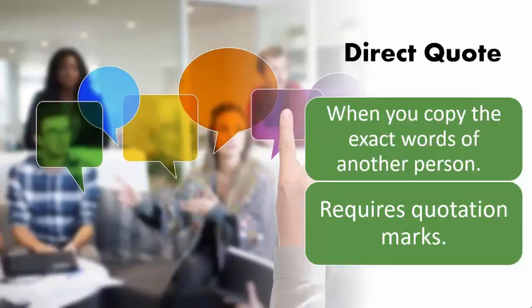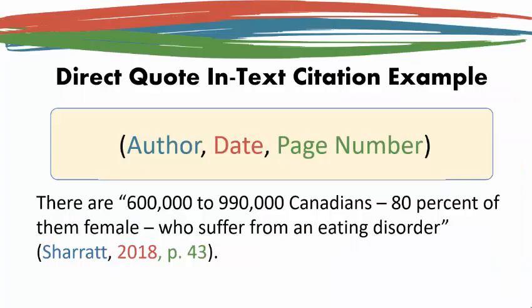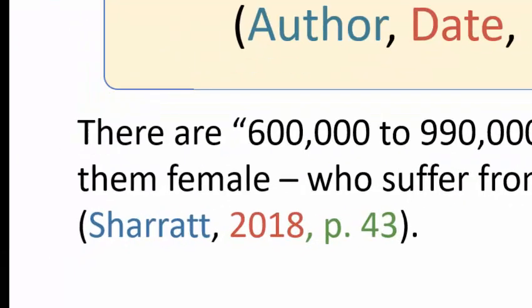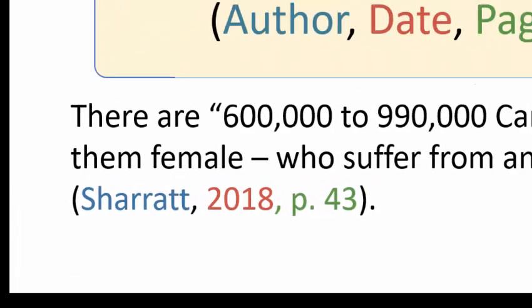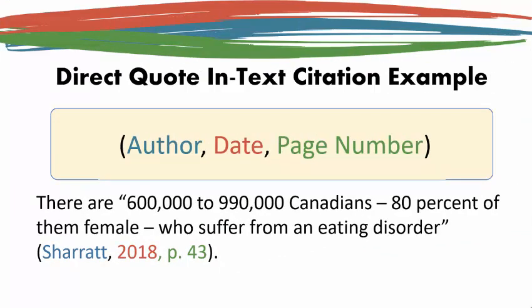When you directly quote the words of others, you are using a direct quote. A direct quote is defined as copying another's exact words and including them in your paper or presentation. A direct quote requires quotation marks around it. In this example, you are using the exact words of the source. In brackets, note the author's last name, the date of publication, and the page number. Note the placement of the period at the end of the citation.